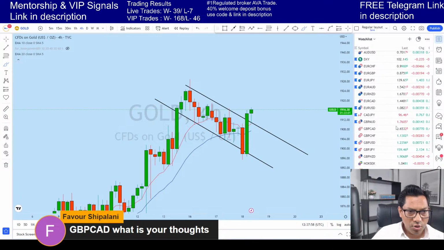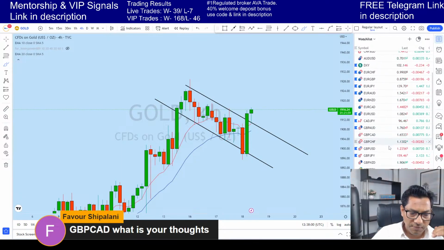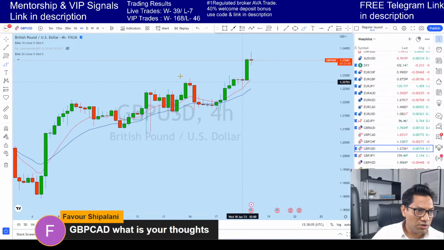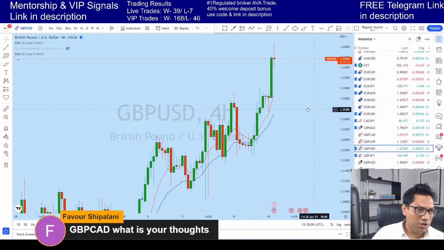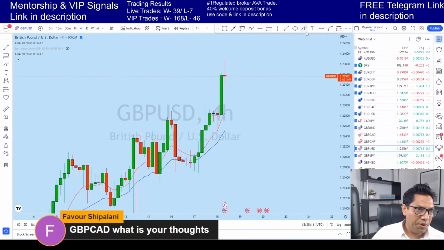So GBP CAD, what's your thought? So let's look at now some other pairs. Before I jump onto GBP CAD, let's first look at GBPUSD. They're almost in a similar way. Now what we see is that GBPUSD also has a big jump from here. After grabbing liquidity, we have seen a big jump. So let's do a full multi-time frame analysis on GBPUSD to see where we can find a suitable trading opportunity.